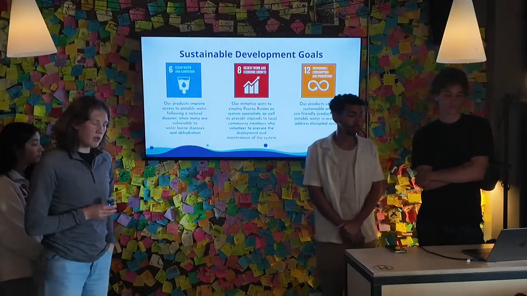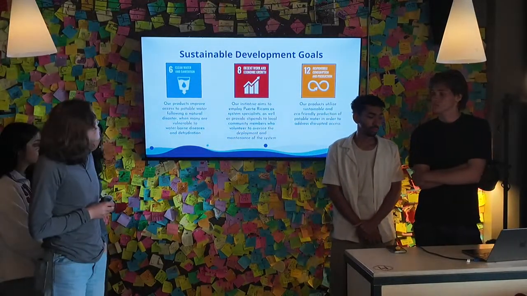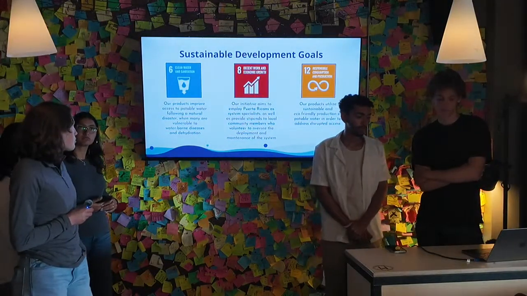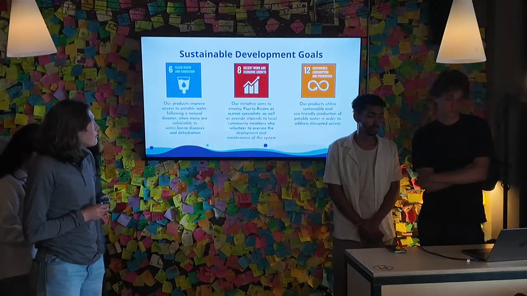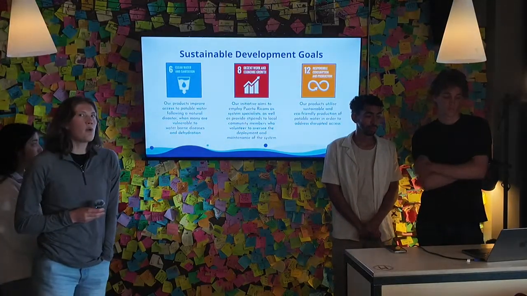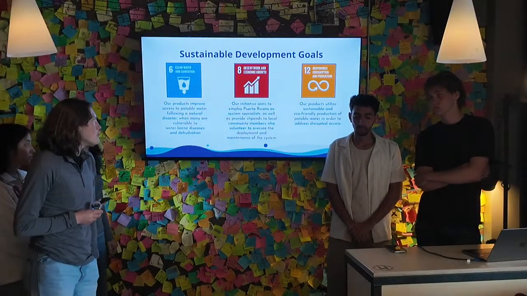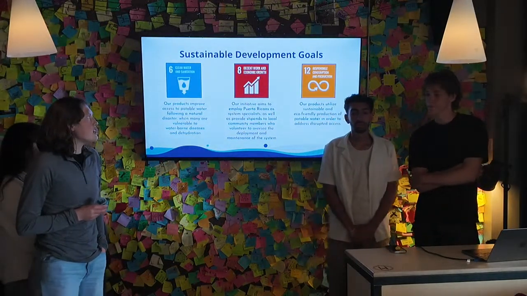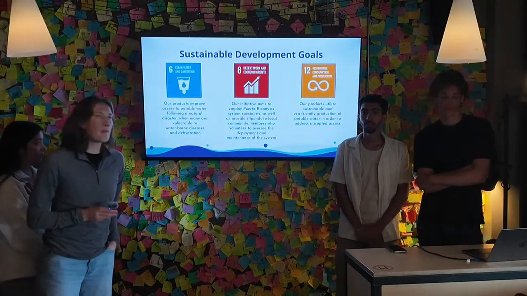So for our sustainable development goals, we cover quite a few of them, but these are the ones that we decided to focus on. So number 6, clean water and sanitation. Our products improve access to potable water following a natural disaster, when many are vulnerable to waterborne diseases and dehydration. For number 8, our initiative aims to employ Puerto Ricans as system specialists, as well as provide stipends to local community members who volunteer to oversee the deployment and maintenance of the system. For number 12, our products utilize sustainable and eco-friendly production of potable water in order to address disrupted access.